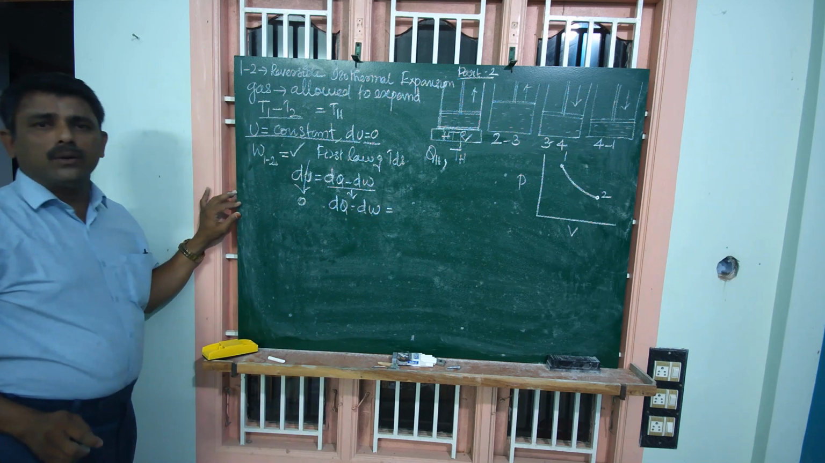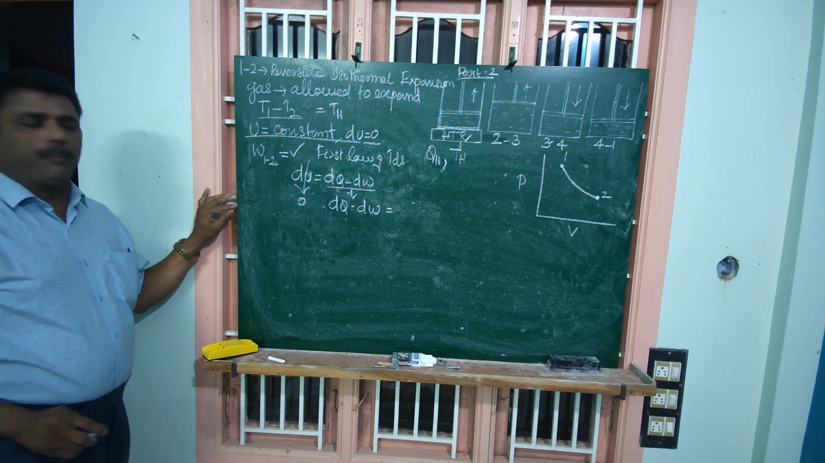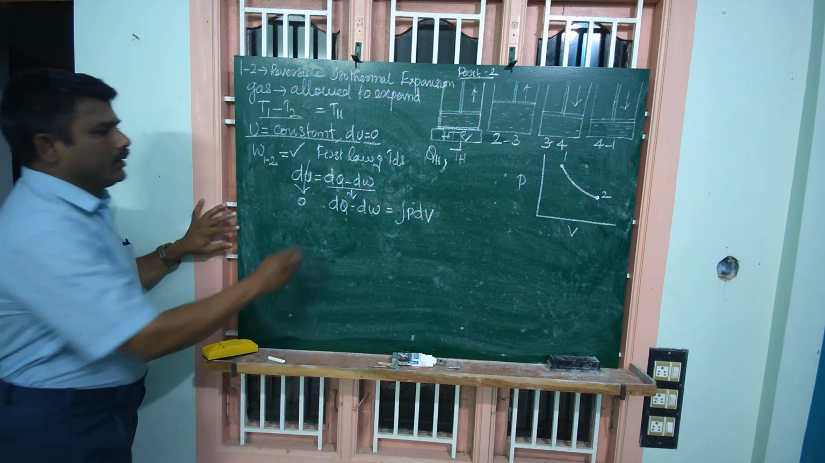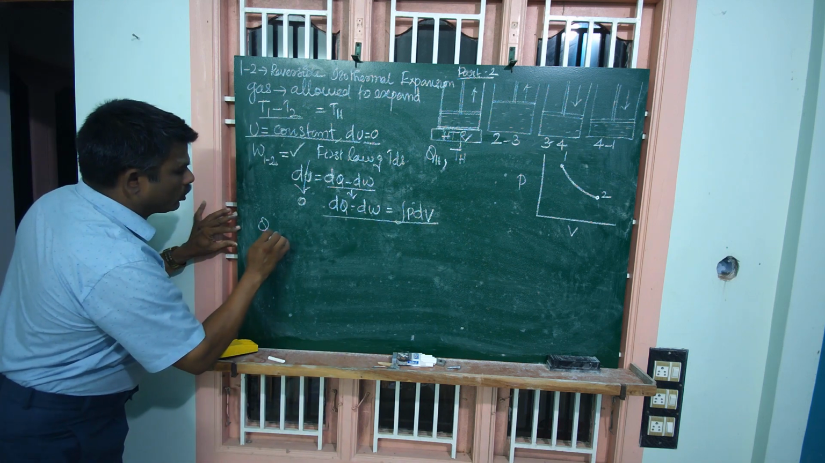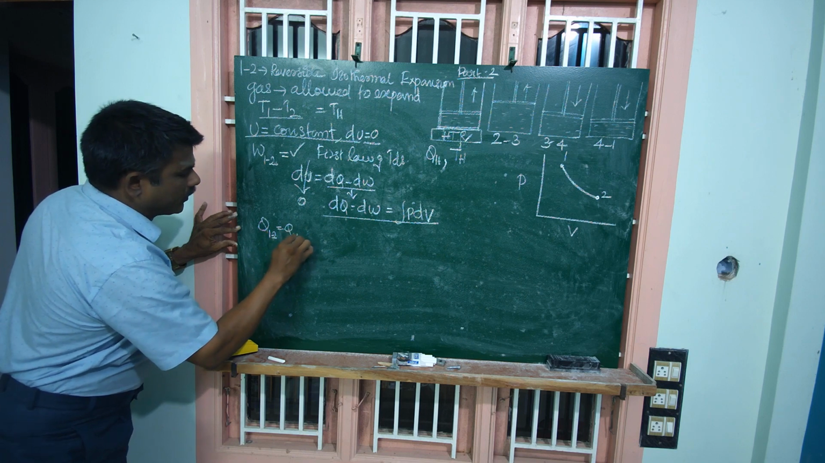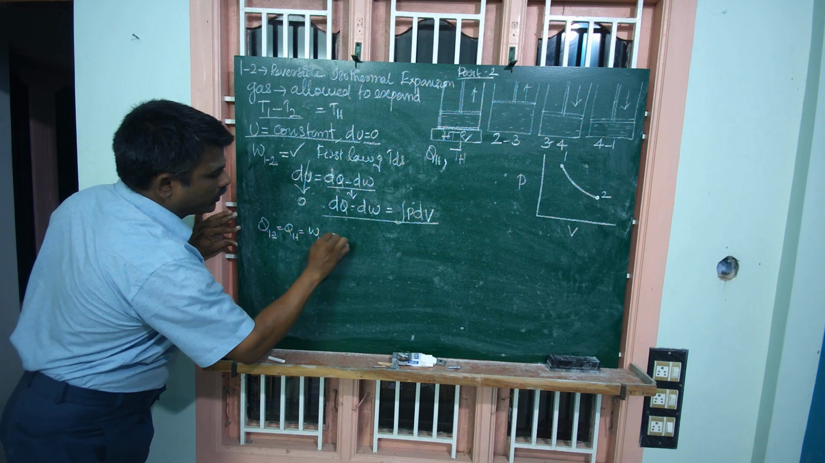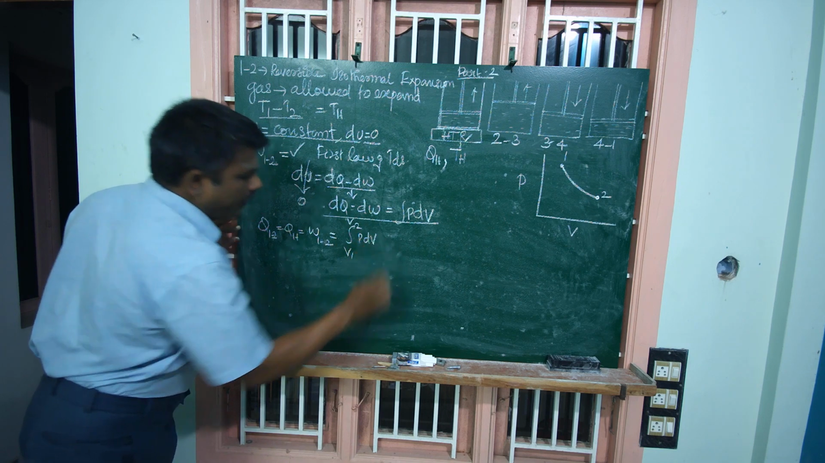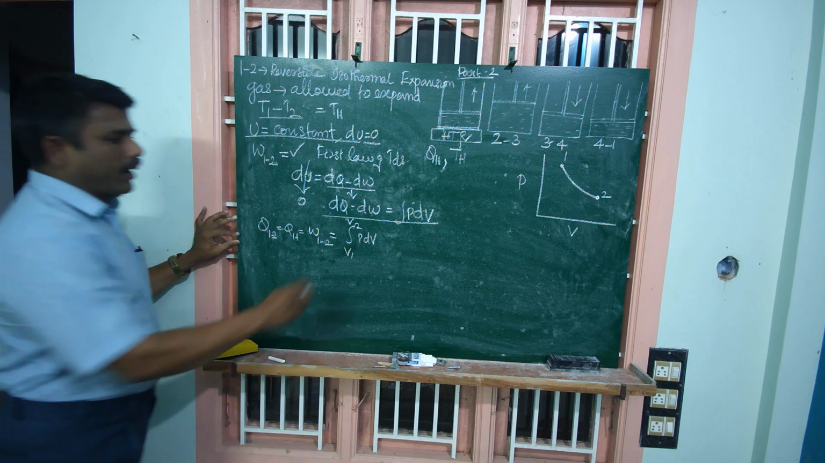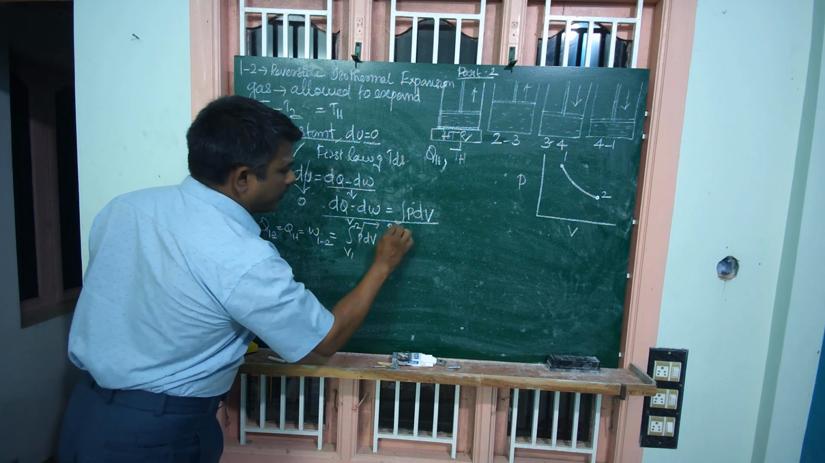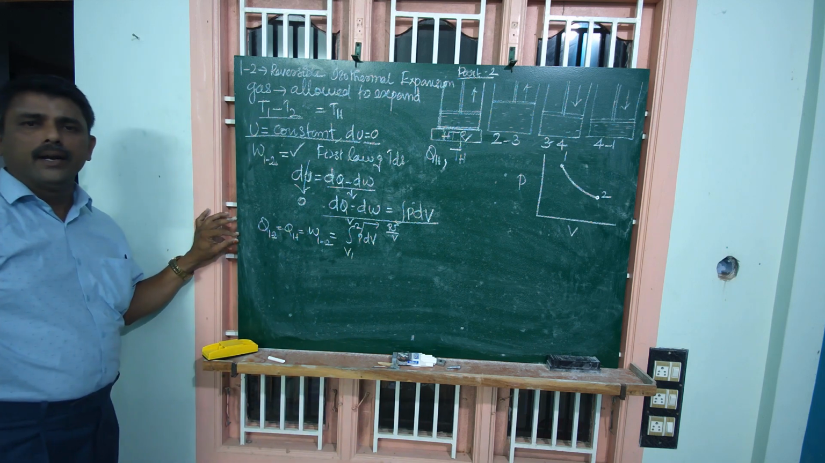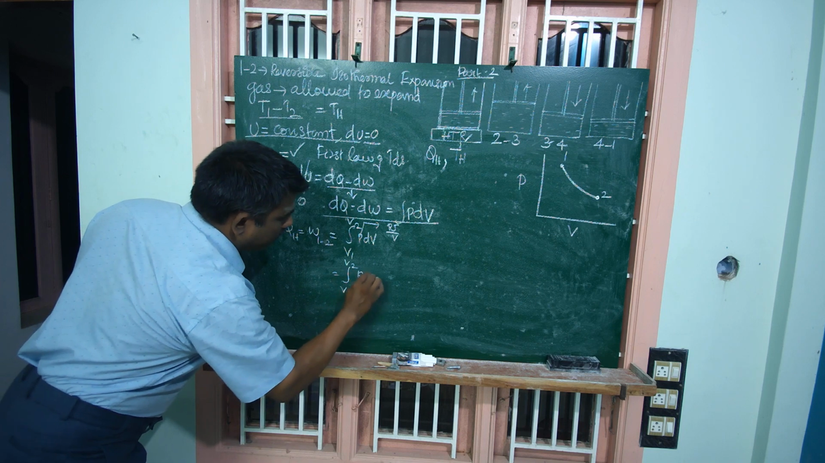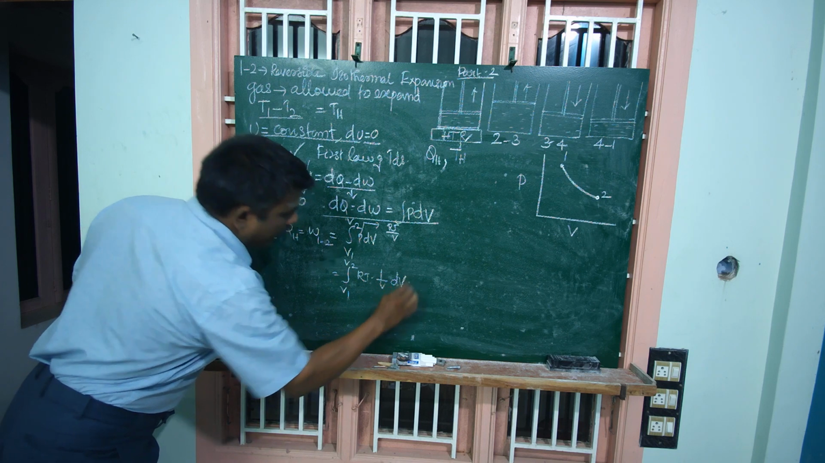We pretty well know that W is equal to PdV. Hence, integral PdV. Q1 to 2 or QH is equal to W1 to 2, which is equal to the integral from V1 to V2 of PdV. Since it is an ideal gas, instead of P, I am going to write RT by V. Therefore, integral from V1 to V2 of RT times 1 by V into dV.